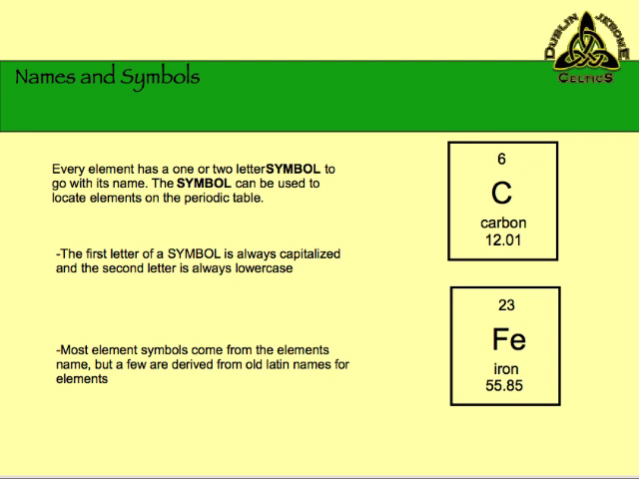You'll get used to them, but they don't always make sense. For example, C stands for carbon, but Fe stands for iron. Yeah, no F in iron, as far as I can tell. It's definitely not in the English word, but it is in the Latin word for iron, so it's named after that. Fe stands for iron. When there are 2 letters, one is capitalized, one is lowercase.